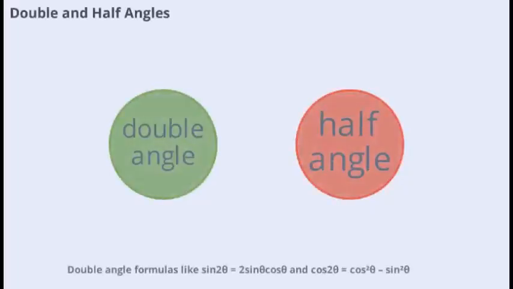Double angle formulas, like sin 2 theta equals 2 sin theta cos theta and cos 2 theta equals cos² theta minus sin² theta, help in expressing trigonometric functions of double angles in terms of single angles. Half-angle formulas are also useful, especially when integrating or solving equations. These identities expand your ability to manipulate and solve trigonometric expressions.